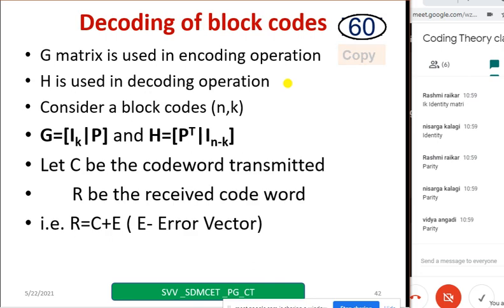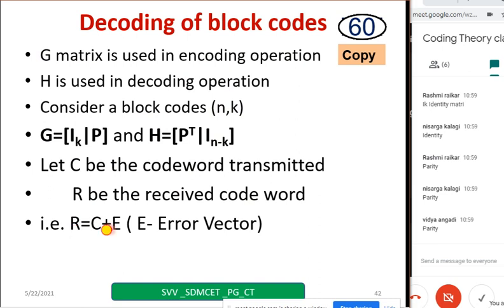Decoding of block codes. A G matrix is used in the encoding operation. H is used in the decoding operation. Consider a block code (n, k). G is given by I followed by P, and H transpose is given by P transpose followed by I. Let C be the code word transmitted, R be the received code word. Even though R may be the same, we consider R at the receiver side. C means at the transmitter I am sending.